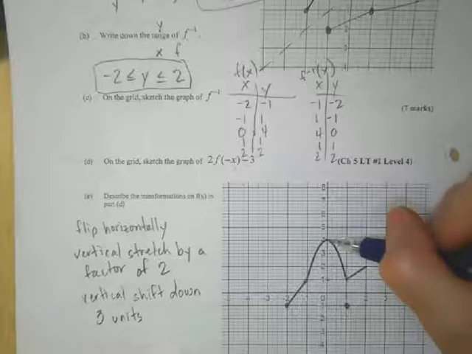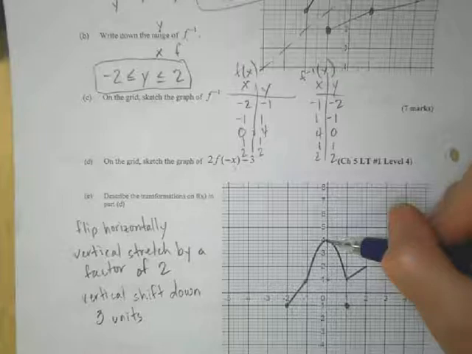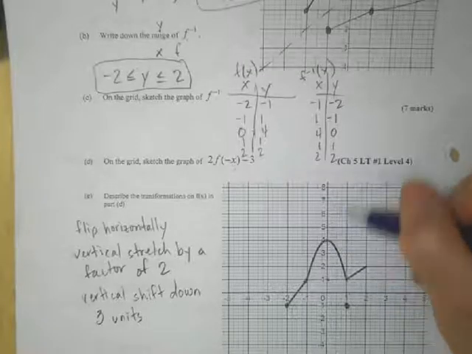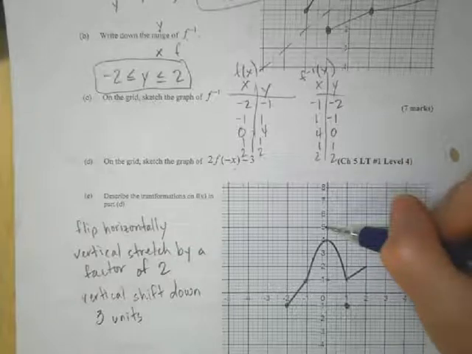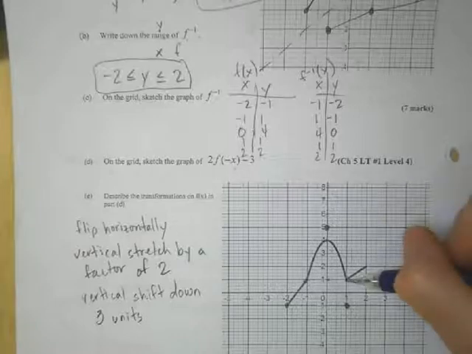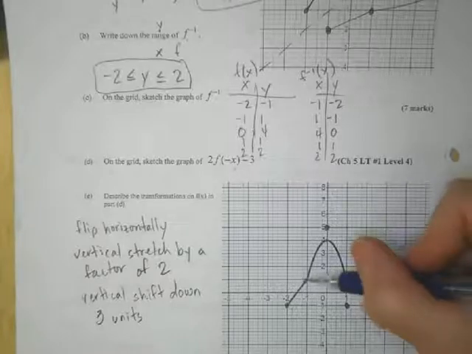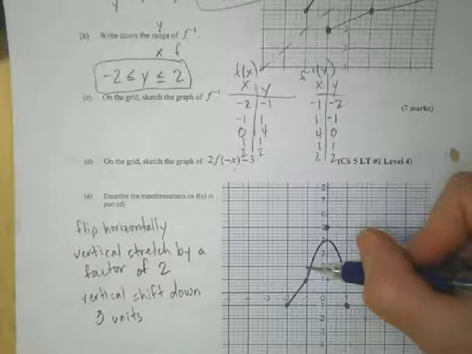Okay, next point, this one right here. Flip horizontally, well, that takes me nowhere, because I'm already on the y-axis. Vertical stretch, it's at 4, so times that by 2, it puts me to 8, and then move it down 3. 1, 2, 3. There it is. And then this point, flip it horizontally, so it's going to go onto this side. Vertical stretch by 2, it's 1 up, so I'm going to make it 2 up, and then move it down 3. 1, 2, 3.